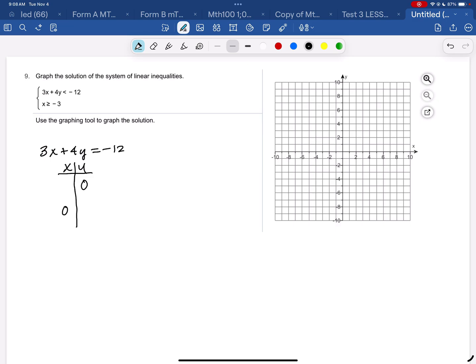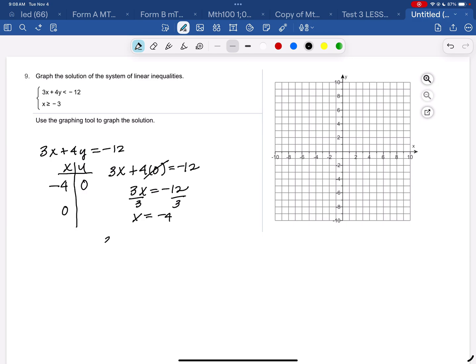So first I'll find the x-intercept by letting y be 0. 3x plus 4 times 0 is negative 12. Well, that's a 0. So 3x equals negative 12. Divide by 3. X is equal to negative 4. So there's my first point. My x-intercept is negative 4.